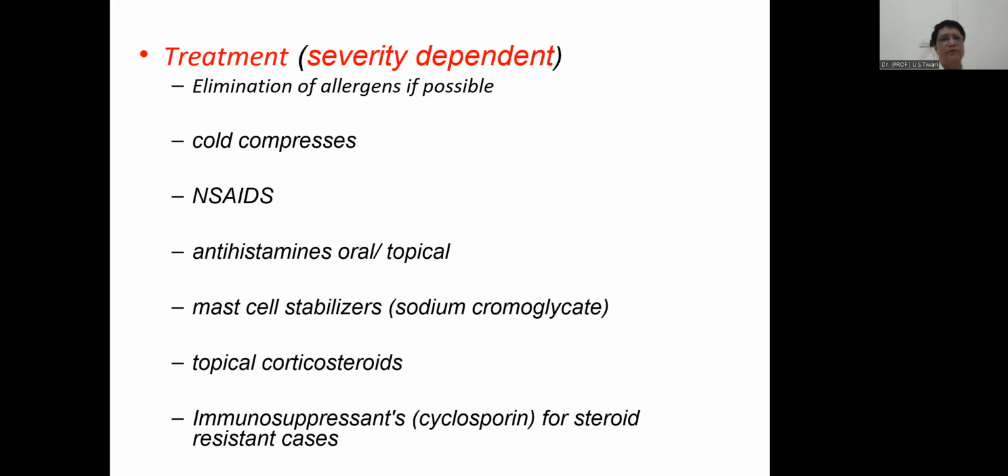The treatment depends on the severity. Essentially, it includes elimination of the allergens if possible, cold compresses, NSAIDs, antihistaminics, which may be oral or topical, mast cell stabilizers such as sodium cromoglycate, topical corticosteroids, and immunosuppressants such as cyclosporine for steroid-resistant or recalcitrant cases of allergic conjunctivitis.